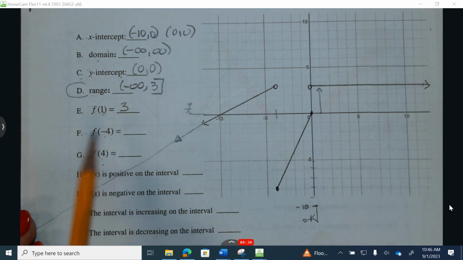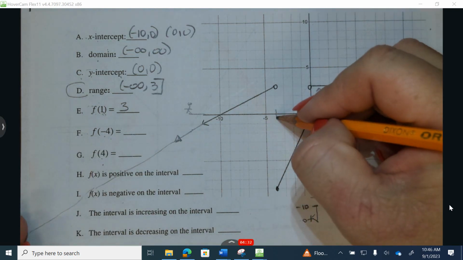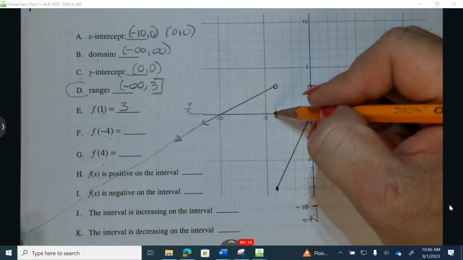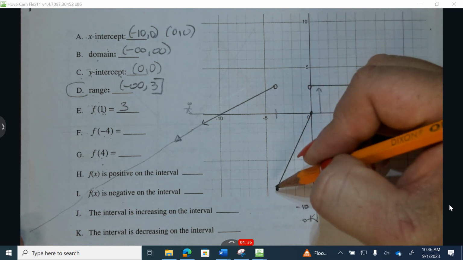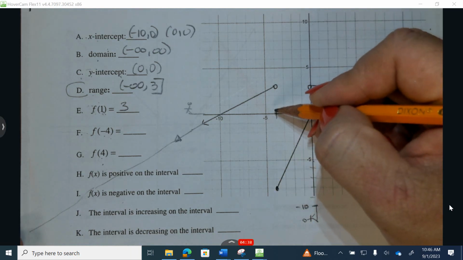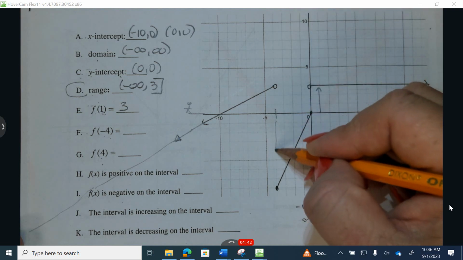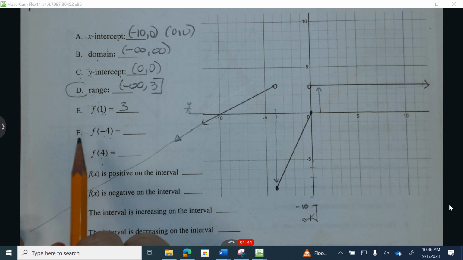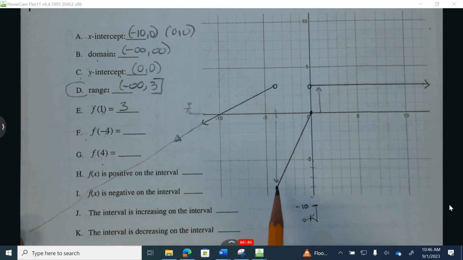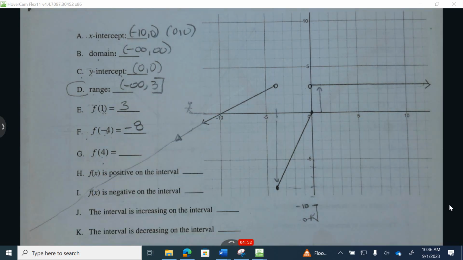I find x equals negative 4. X equals negative 4 is here. And I can see initially you're like, do I go up or do I go down? We have to go to where there's a point. There's no point up above. It's an open circle. There is a point down below. So f of negative 4 maps onto a y value of negative 8.